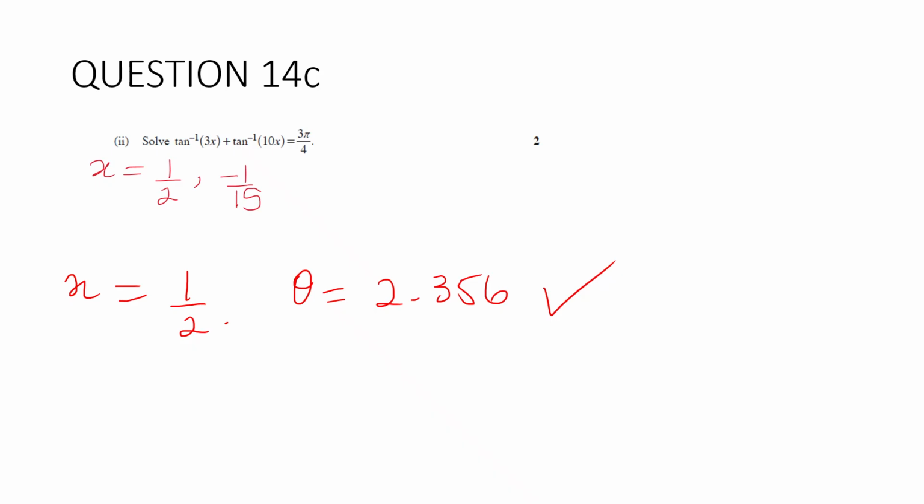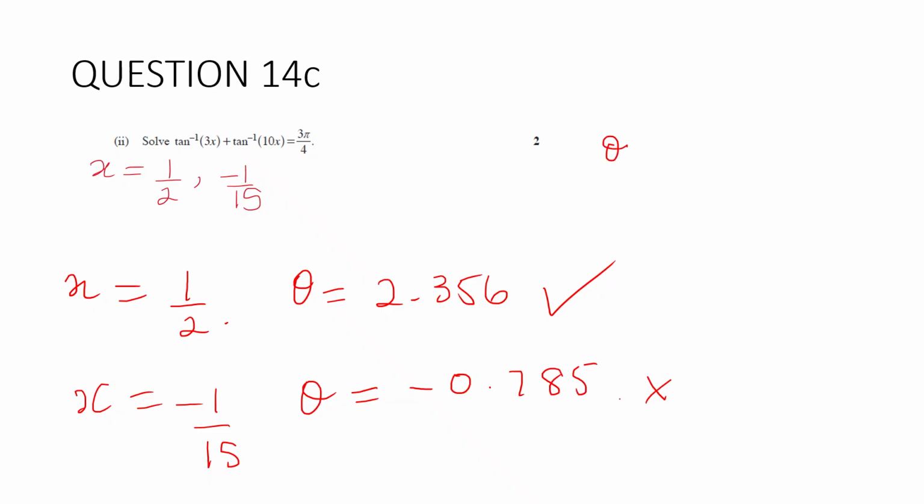Oops, just made a mistake. Answer bracket. And I get negative, so when x is equal to negative 1 on 15, I get theta is equal to negative 0.785. And that's not the answer. So our solution is x is equal to a half.